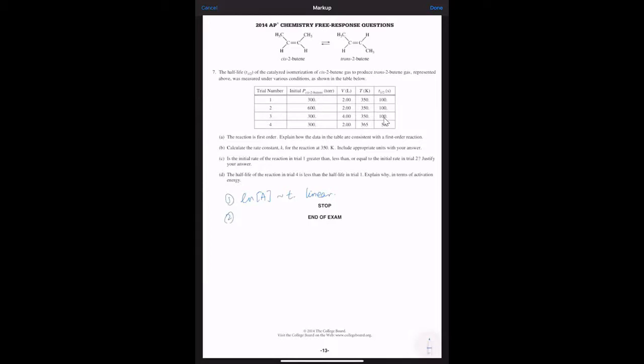The second one is it has a constant T-half, or in other words, the T-half throughout the experiment will be the same. So let's examine the data that we have here. We notice that the T-half here is 100 seconds. So that satisfies the constant T-half. Through this data, we can verify that this reaction is a first order reaction. So this is how to find out.